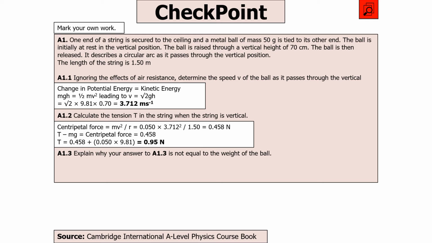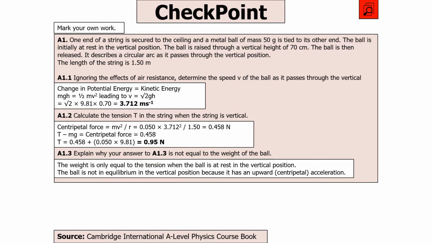Now why is this not equal to the weight of the ball? Because the weight is only equal to the tension when it's at rest in the vertical position, because at that point the only resultant force towards the center of the circle, the centripetal force, is going to be the weight. So the ball isn't in equilibrium in the vertical position because it's got an upward centripetal acceleration.